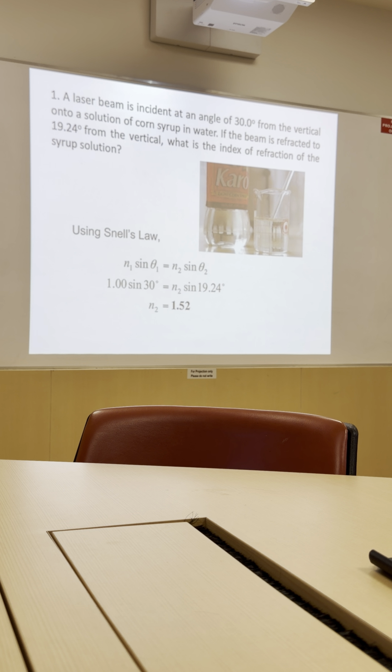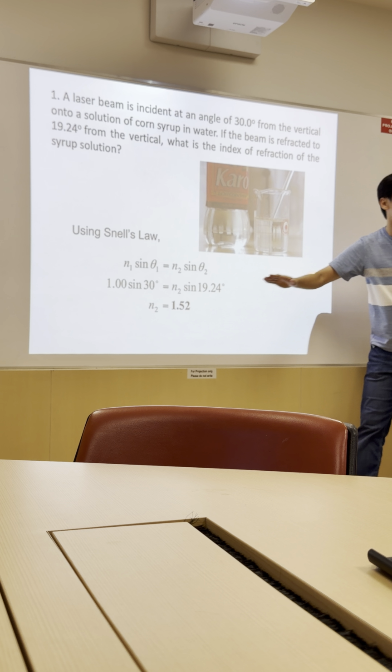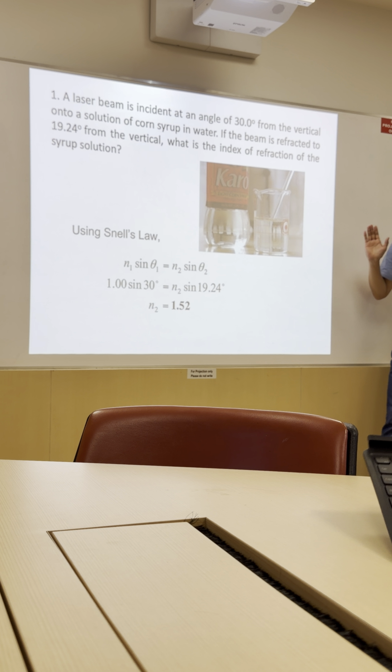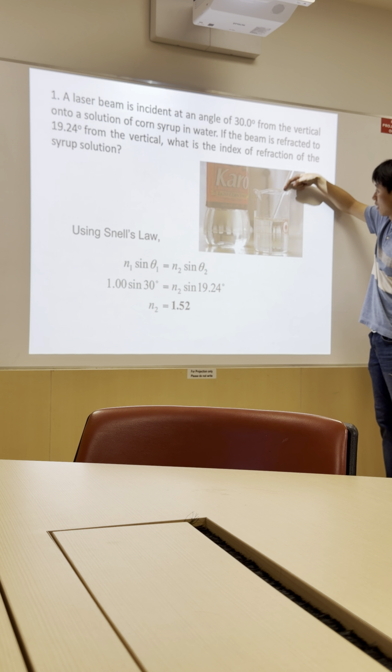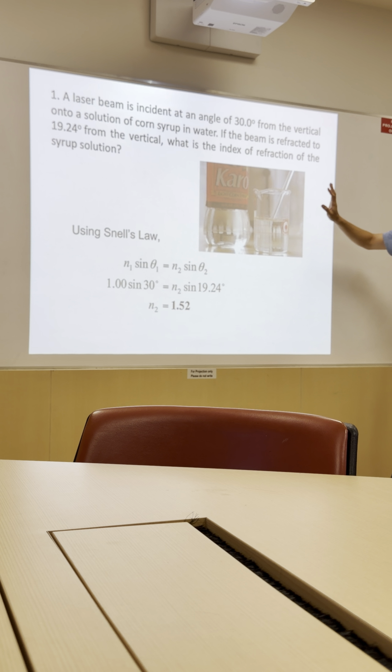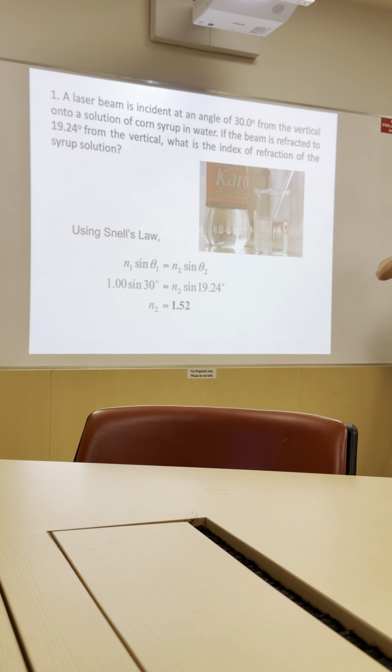Okay, so actually the fun fact is that the refractive index of the corn syrup solution, 1.52, is very close to the refractive index of the glass, as you can see here. So once you put this glass stick into the corn syrup solution, it is almost invisible because there is no reflected light.